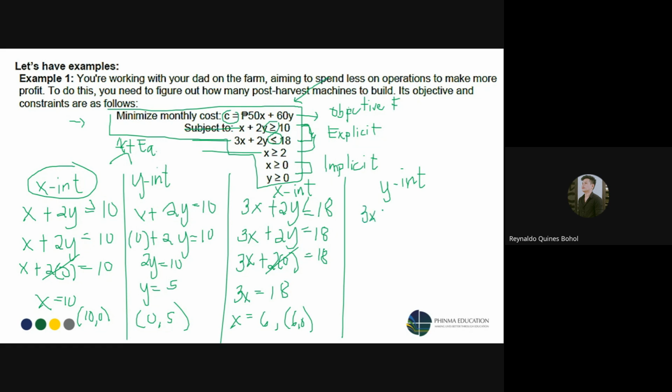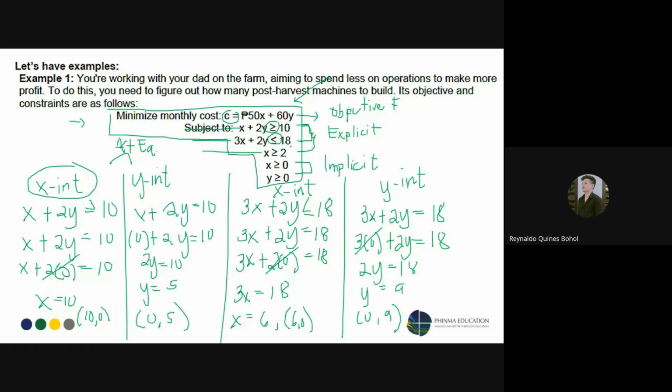Next is yung y-intercept ng second equation. So 3x plus 2y equals 18. Then, magiging 3 times 0 na siya plus 2y equals 18. And so na yan, 2y equals 18. And then, i-divide lang natin sa 2, magiging 9. So, this is 0 and 9.